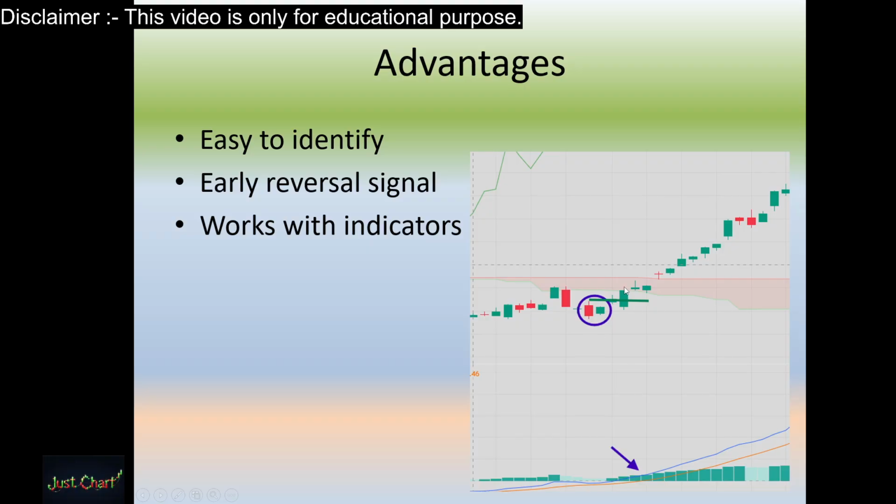So it's easy to identify this pattern. An early reversal signal we get here. This is the confirmation, and you should not go with only these two things. So this is the MACD indicator along with this trend confirmation. Here the MACD is also above, so we can say that the trend is changing and it's time to get into the upward trend in that particular stock.